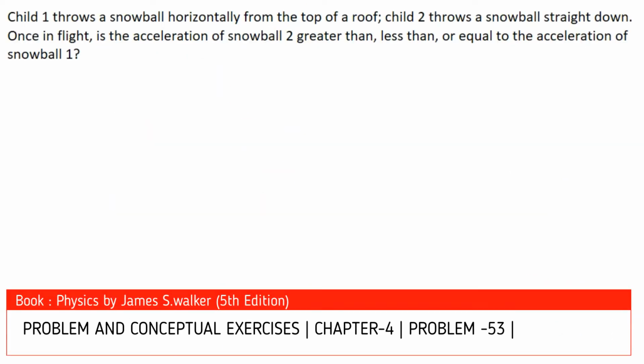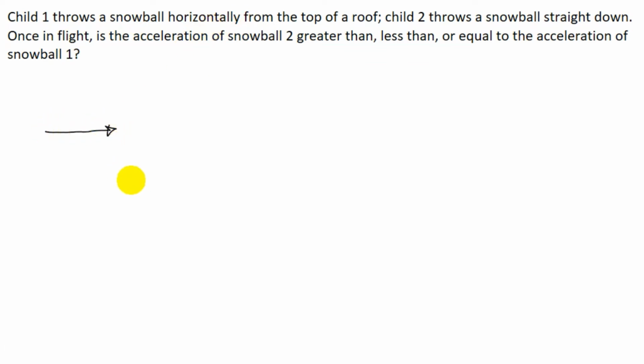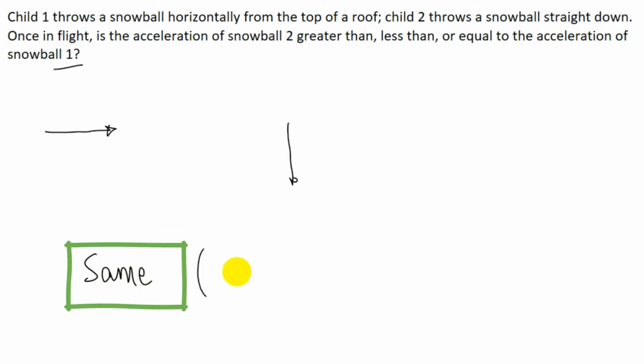So in this question, we are given that child 1 throws a snowball horizontally, and another child throws the snowball straight down, like this. Now once in flight, is the acceleration of snowball 2 greater than, less than, or equal to the acceleration of snowball 1? Basically after the projectile is released, the only acceleration on the projectile is acceleration due to gravity. It doesn't matter if it is thrown horizontally or vertically. So the acceleration will be the same. It does not depend on the direction, which is 9.81 meters per second squared.